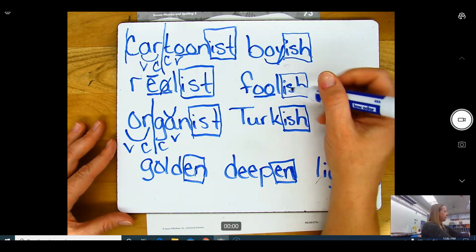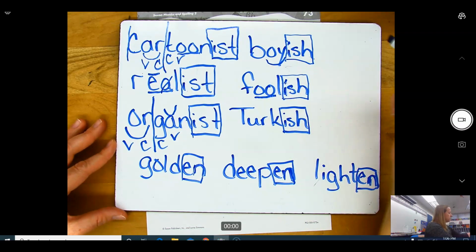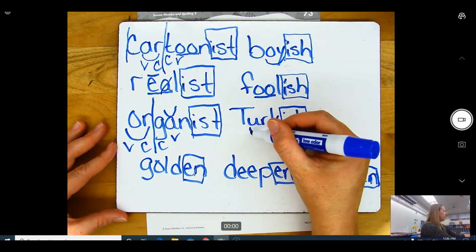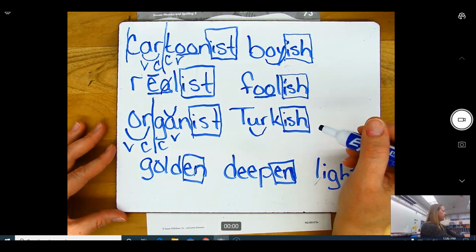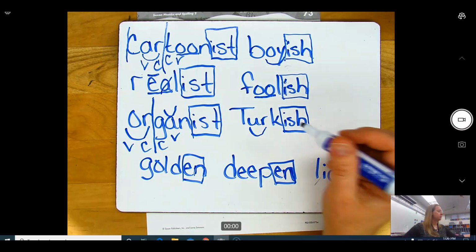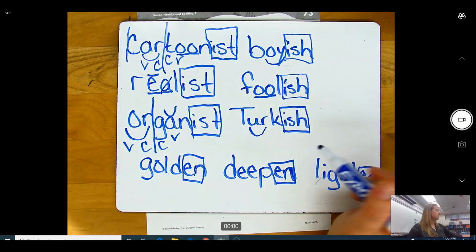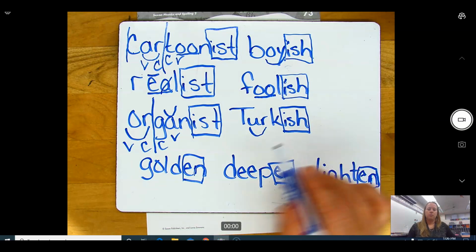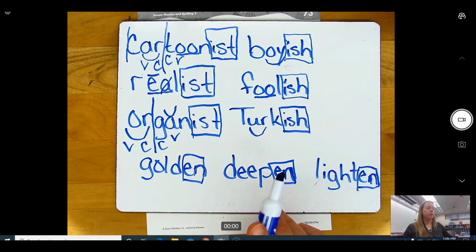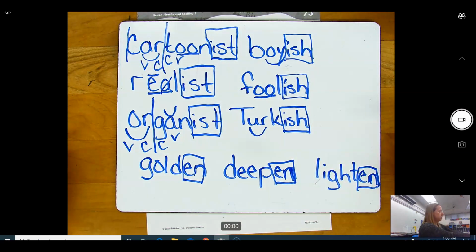Foolish. You're acting like a fool if you're foolish. And this one, you are combination, Turkish. So Turkish, this word is capitalized on purpose because Turkish is one who is from Turkey, and Turkey is a place over across the ocean, okay? Not in the United States, not where we live, but Turkish is a place. So if you're Turkish, that means that's who you are, okay? That's where you're from.